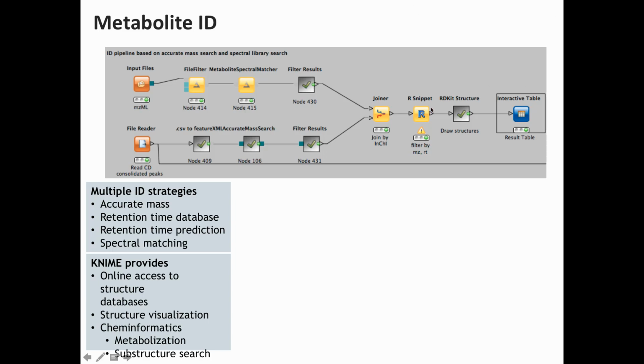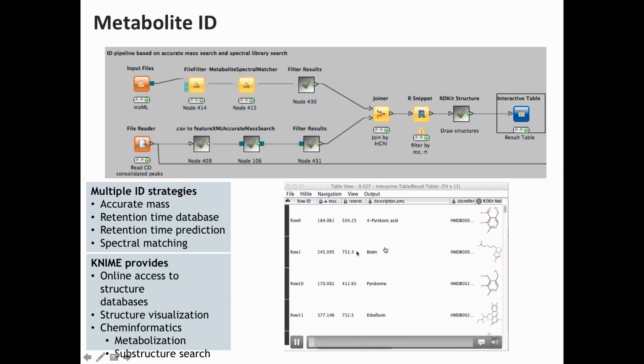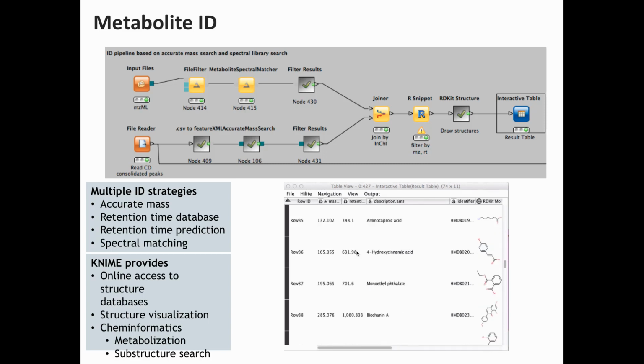This node here, RDKit structure, computes the structures for the database entries, so that you can then look at this interactive table. You've seen that yesterday, this nice scrolling view that's constructing these representations of the structures back here, so that you get, if you're a chemist at least, something that's easier to read than just the name of the compound. Okay.